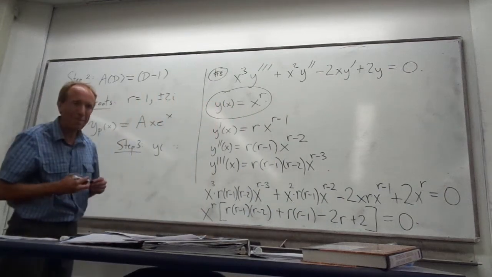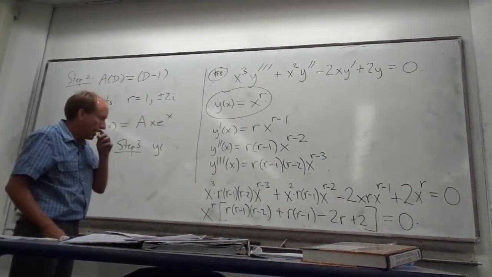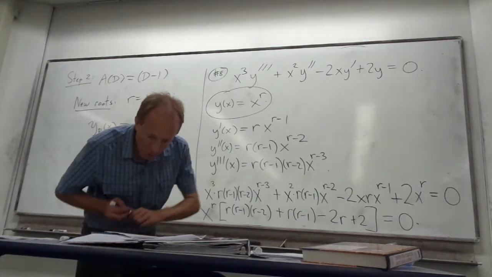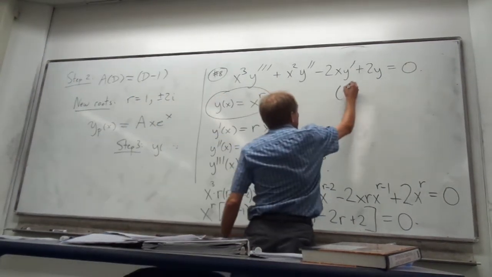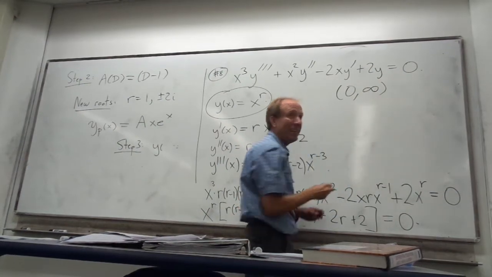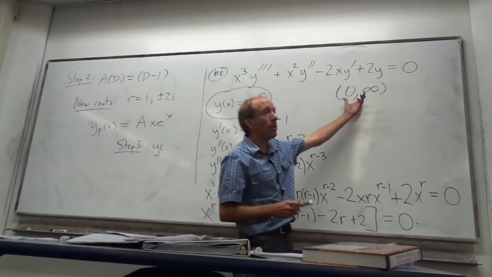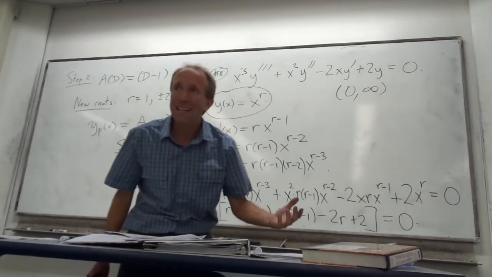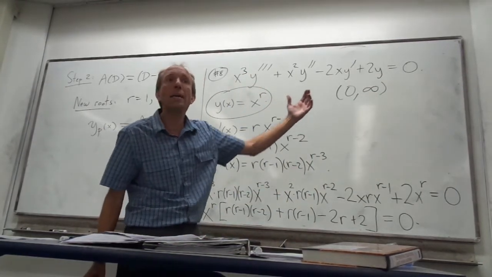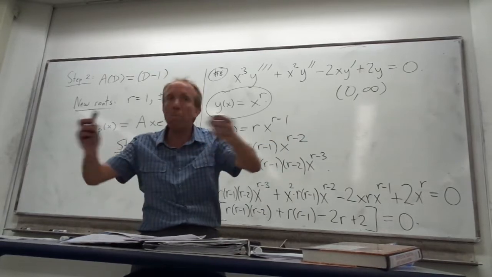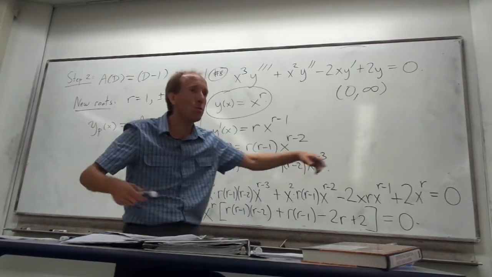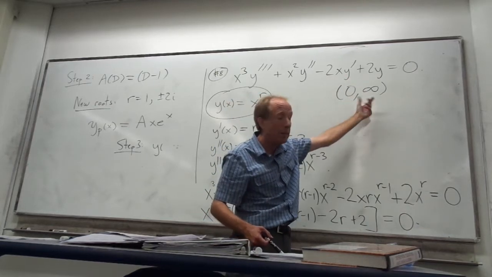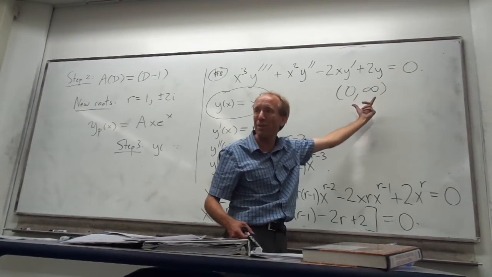Okay, great. So that's what we have. Now, I think I didn't write this down, but in the original problem, it says to solve the differential equation on 0 to infinity. This 0 to infinity interval is not telling you what r is. That's actually telling you what x is. That's the domain of the function that you're finding the solution for. So we're saying that x has to be greater than 0. It's in the positive interval.